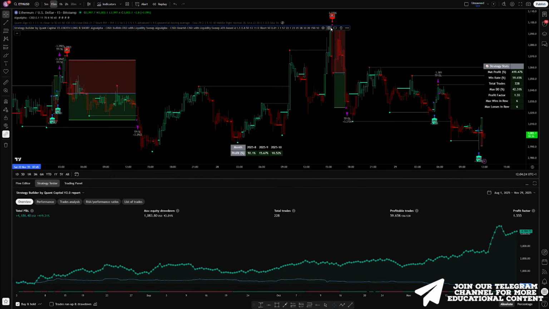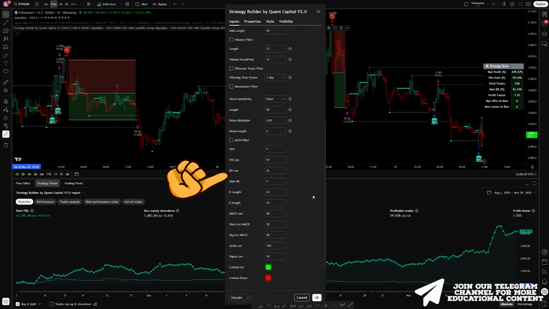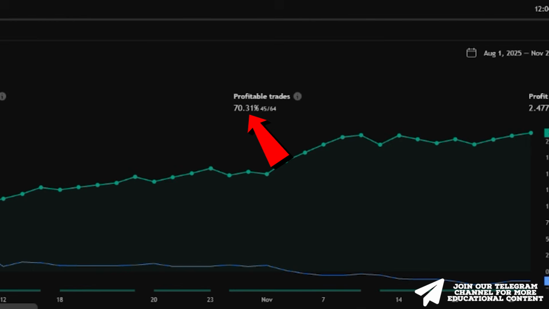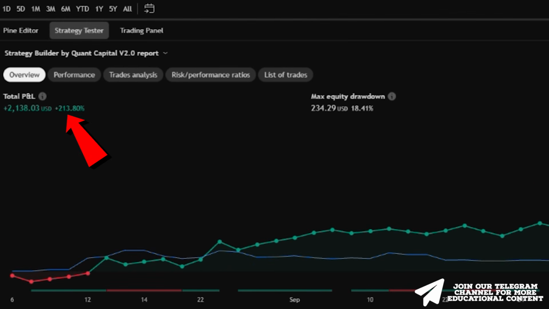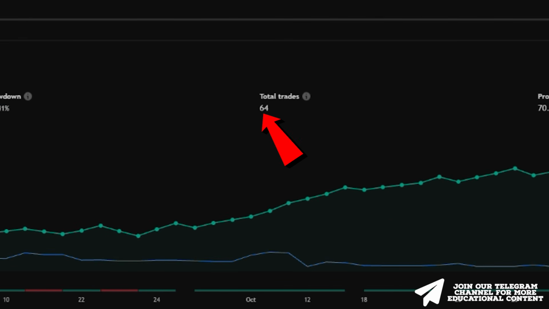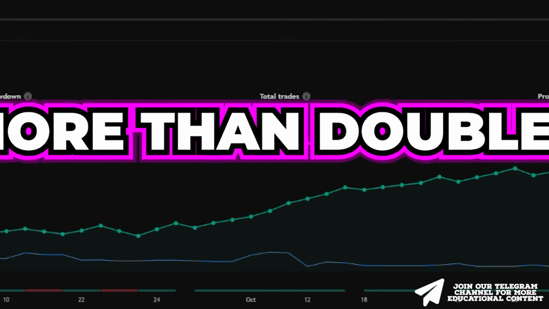Therefore, go into the Builder settings. Our filter is already integrated and pre-optimized, and activate it by clicking here. Voila, the win rate jumped to over 70%. And while the net profit is lower at around 214%, keep in mind that this came from less than 3/4 of the previous trade count, meaning the profit per trade more than doubled.